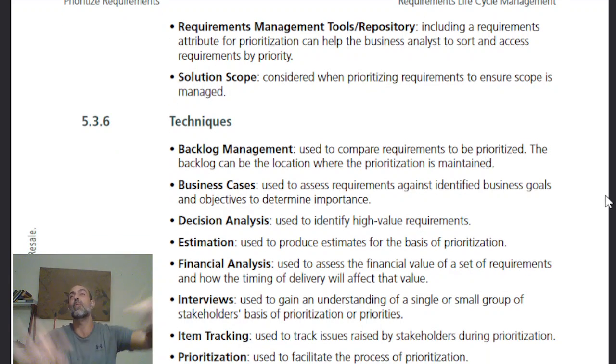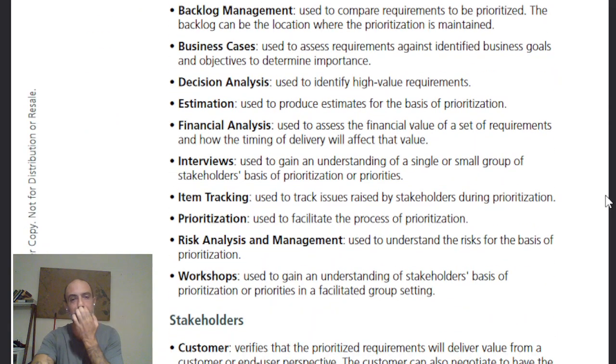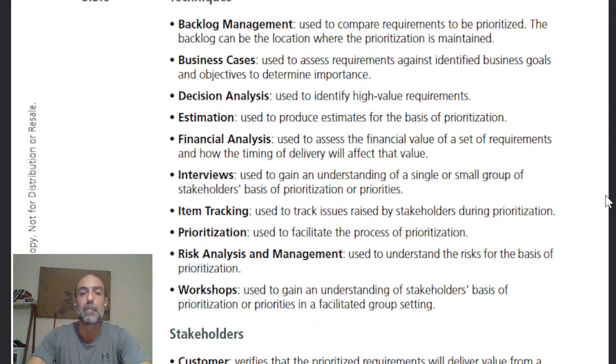Solution scope, as in where the solution might fit. Considered when prioritizing requirements to ensure scope is managed. And what are the techniques? Look at this. Backlog management, used to compare requirements to be prioritized. The backlog can be the location where the prioritization is maintained. And backlog basically is where are we delaying? What are the things that are pushing us back and all that stuff?